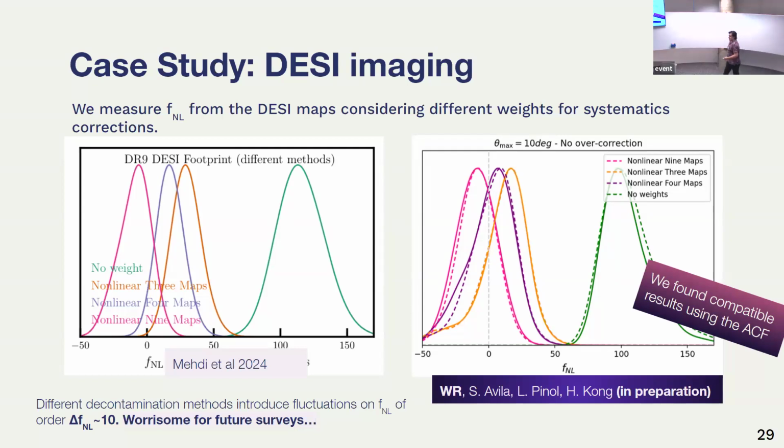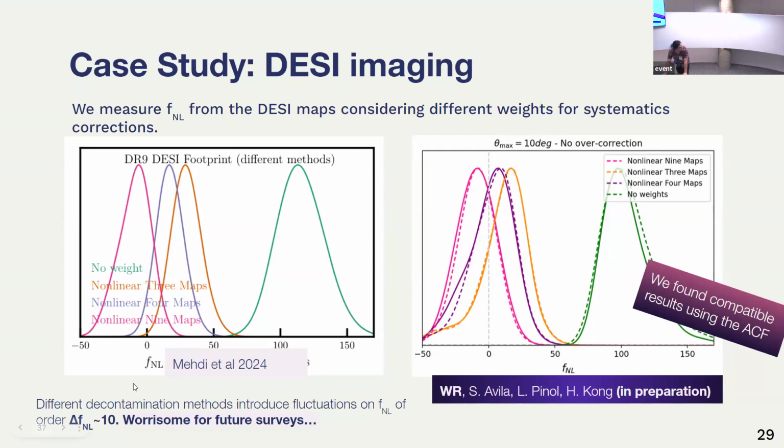But also, more interestingly, if you decontaminate using different methods or including different maps, the constraints on FNL change a lot between these different color curves, as you can see. So part of our project is that we recover almost the same effect that Mehdi was seeing in his pipeline, with a completely independent pipeline. We found that the results are compatible when using the angular correlation function.